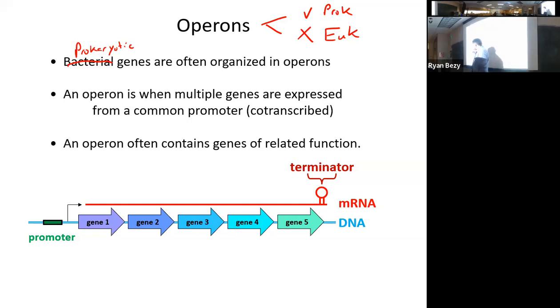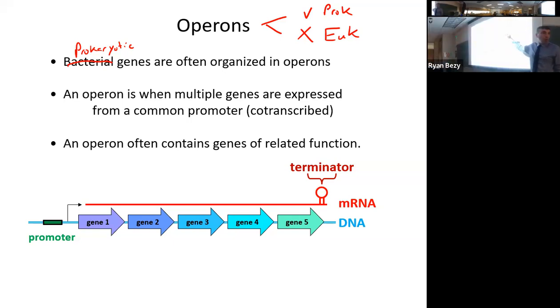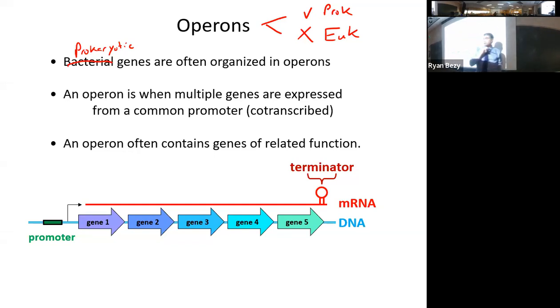And so it does, it starts transcription here, but then the RNA polymerase will make a messenger RNA that goes through here, keeps going, goes through gene 2, keeps going, goes through gene 3, gene 4, gene 5. And it's only after it gets to the end of the operon that you then terminate transcription. So this is where you have one messenger RNA transcript, one messenger RNA molecule, but there are multiple genes, in this case 5, encoded on that single messenger RNA.